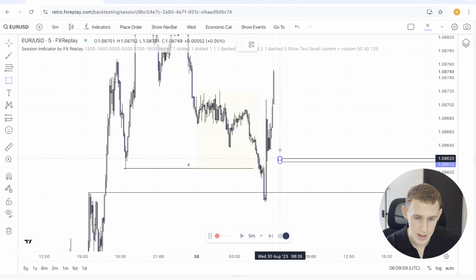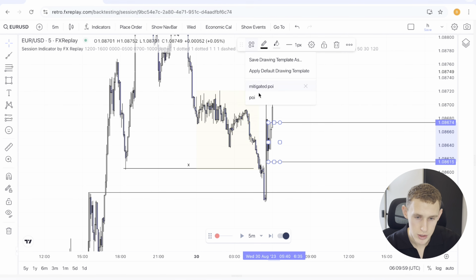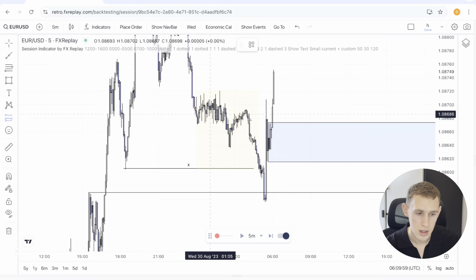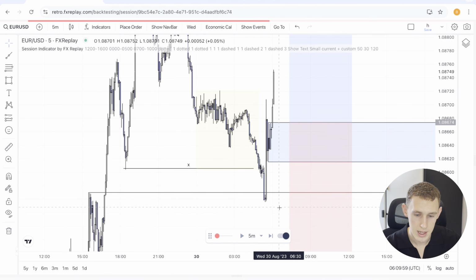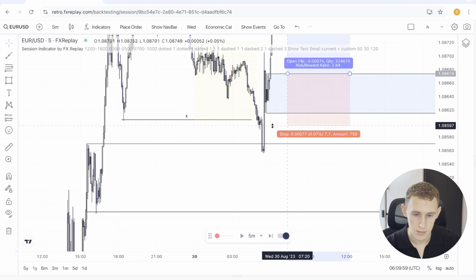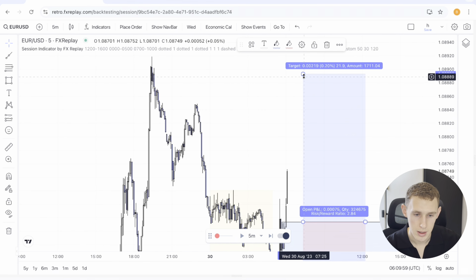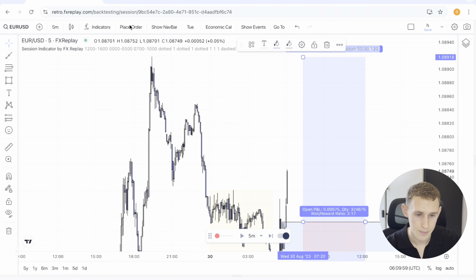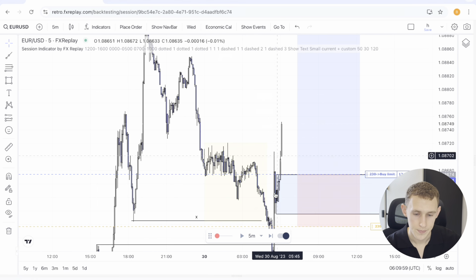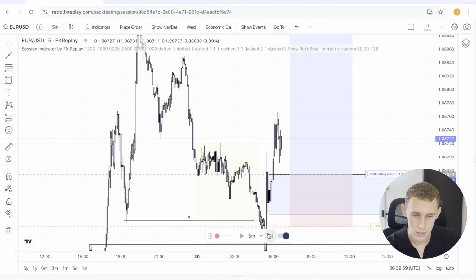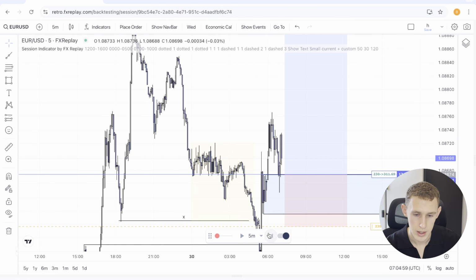There we go. So this is valid. We've broken structure, created an area of imbalance. I'm going to wait for a pullback into here. Stops just below. And for targets, I'm going to target this current high just up here. There we go. We're in the trade.